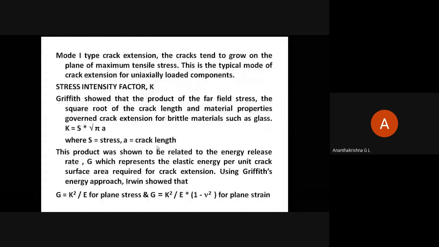Next, we learned about the stress intensity factor, which is given by Griffith to be equal to stress into root pi into A, where A is the crack length. So it is the product of far field stress, the square root of crack length, and material properties, governing crack extension for bulk materials. Then the energy release rate G is given by K square by E for plane stress and K square into 1 minus nu square by E for plane strain, according to Griffith's energy approach.